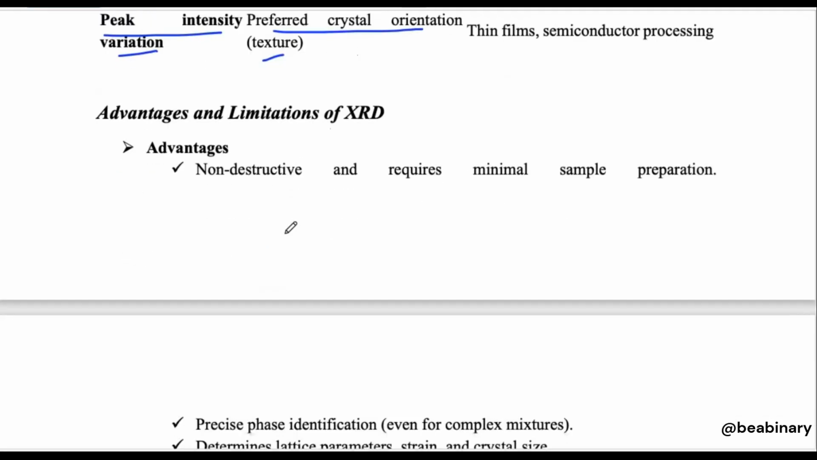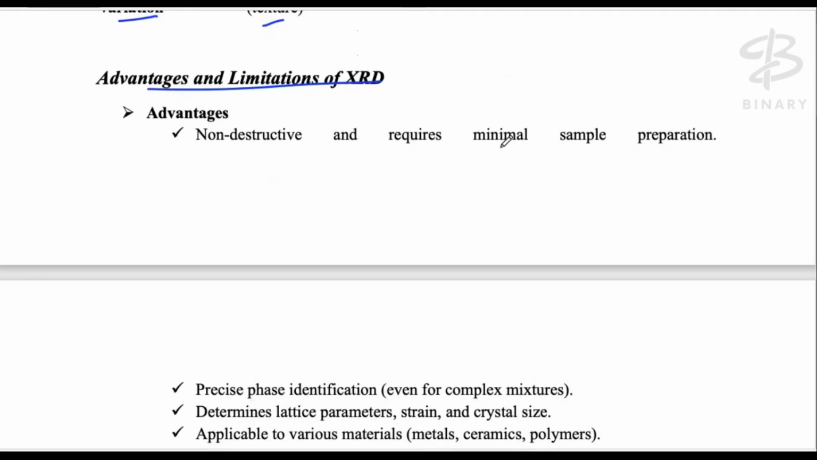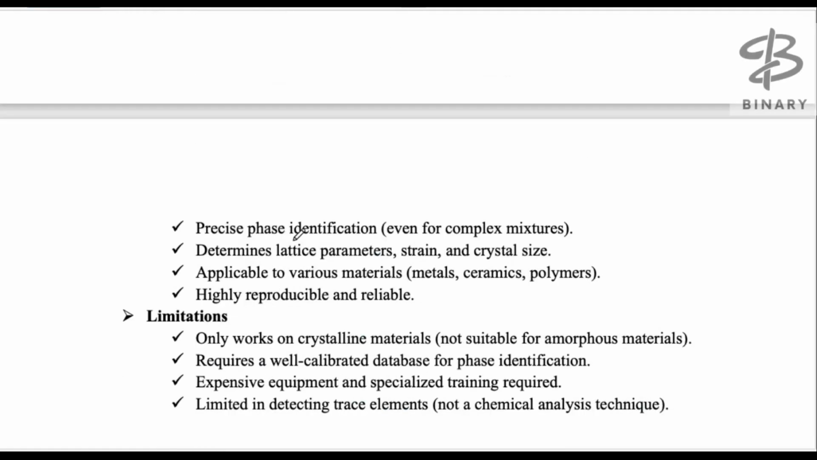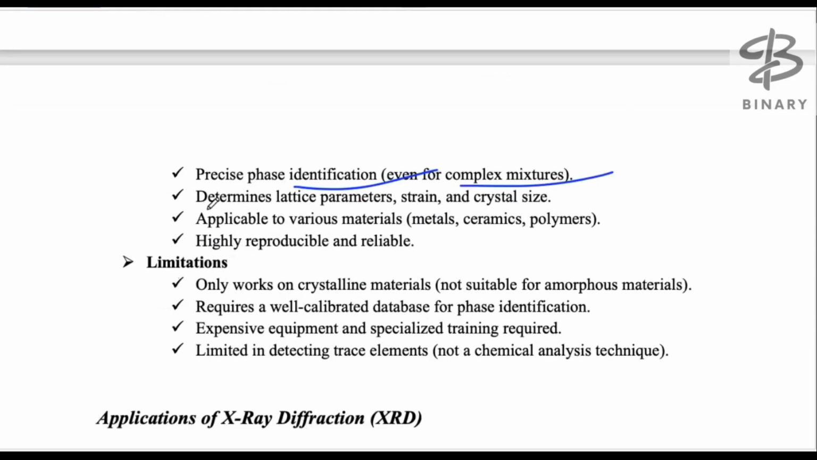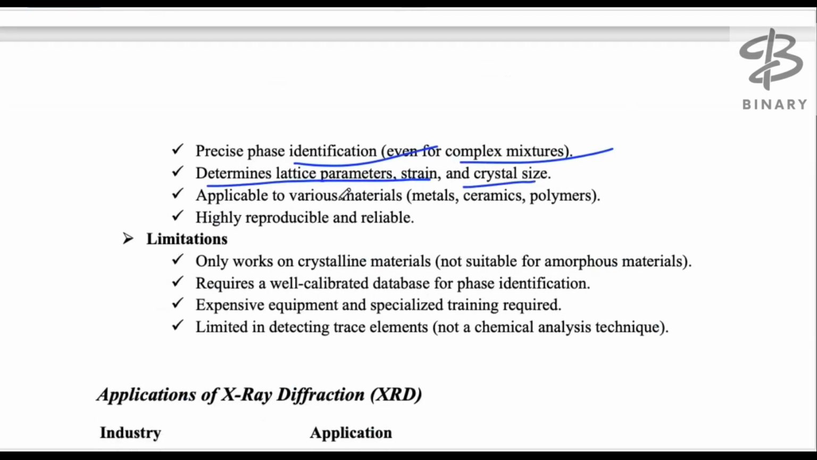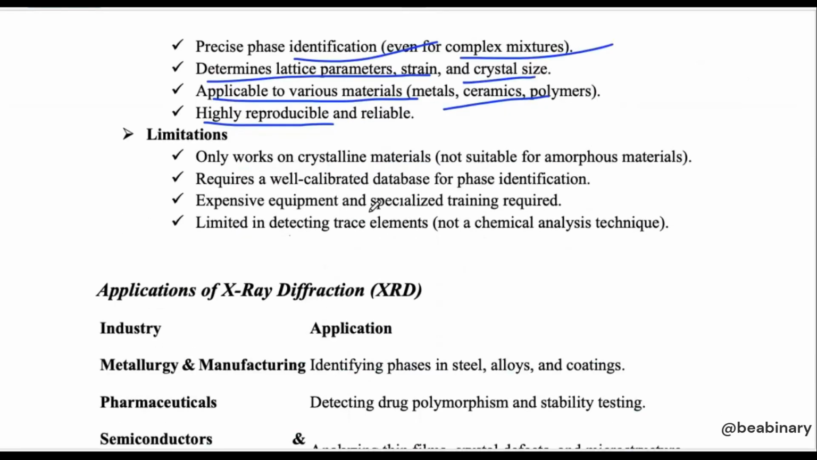Okay, what are the advantages of XRD? The advantages are that it requires minimum sample preparation, gives precise phase identification even for complex mixtures, and determines lattice parameters, strain and crystalline sizes. It is applicable to various materials like metals, ceramics and polymers, and it is highly reproducible and reliable.